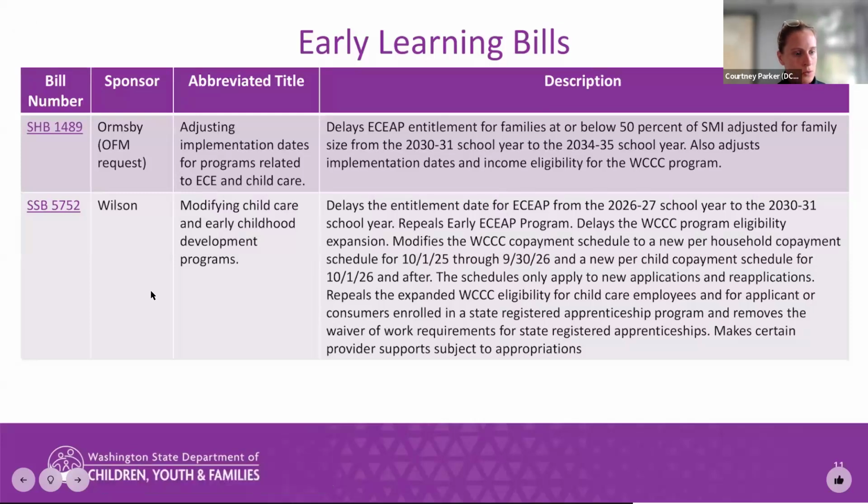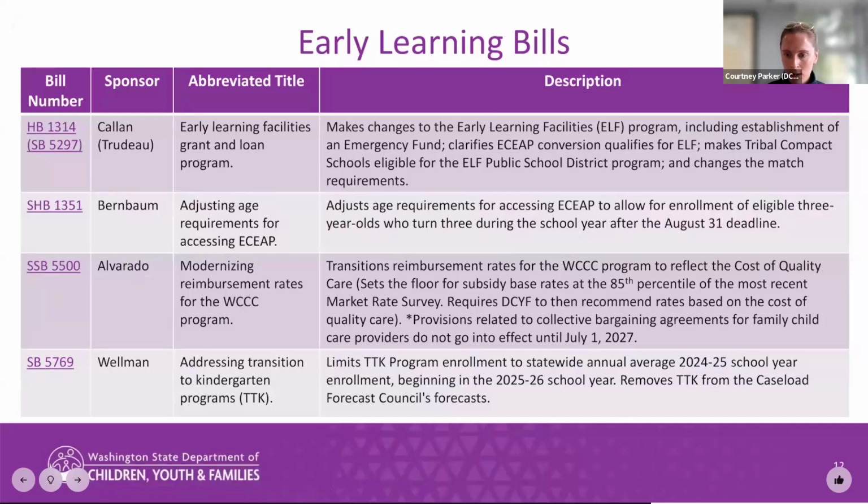We can go ahead and go on to the next slide. So these are a series of bills that contemplate ways of building on systemic supports within the childcare system, starting with House Bill 1314 and its companion Senate Bill 5297. This bill is moving. It makes changes to the Early Learning Facilities Grant and Loan Program, and it is one that we are tracking as it is administered by the Department of Commerce, but one that DCYF has a collaborative role on.